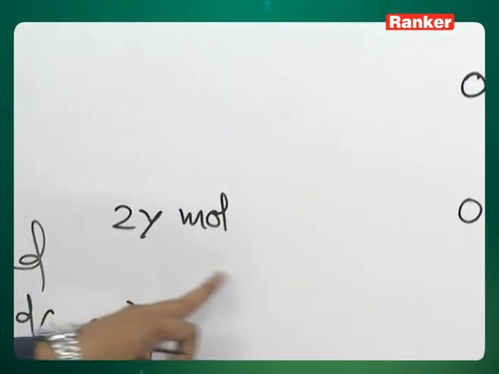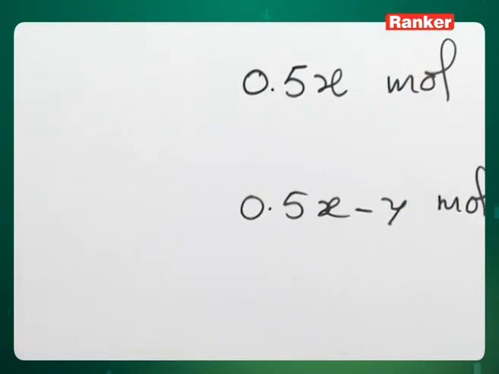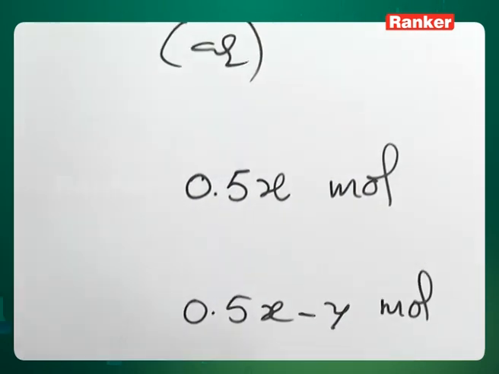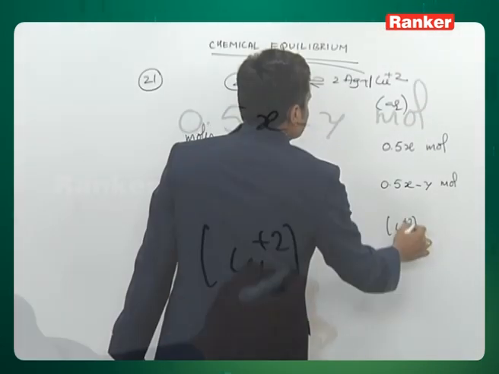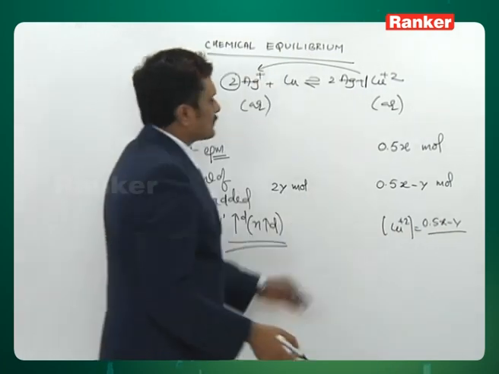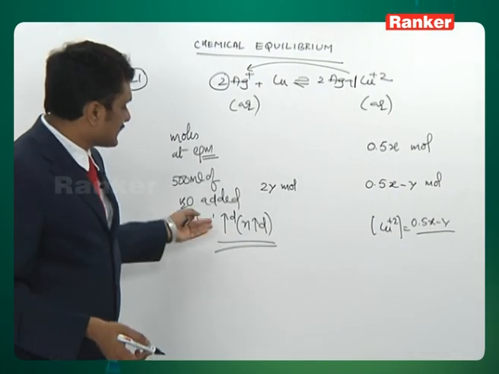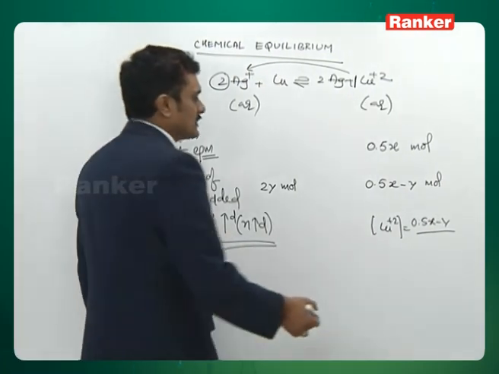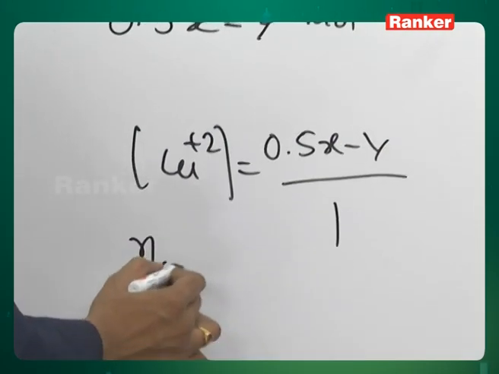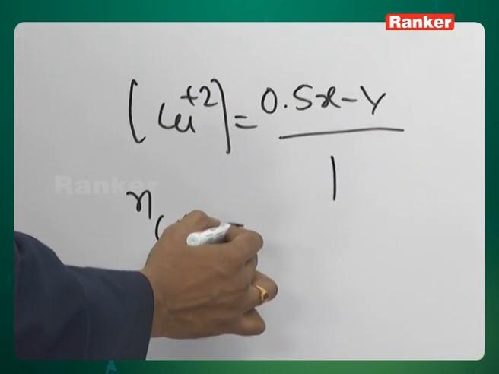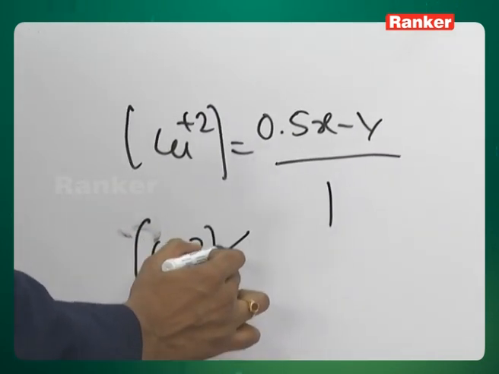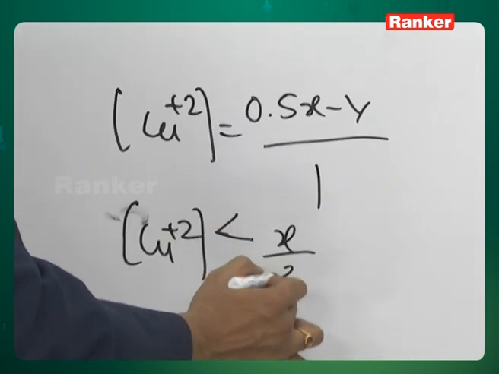Now these are the final equilibrium moles of Cu+2 and Ag+, and the concentration of Cu+2 will become number of moles upon volume in liters. Previously it was 500 ml, you have added 500 more ml of water, so therefore 1 liter. So the number of moles of Cu+2, or the concentration of Cu+2 final, would definitely be less than x by 2.